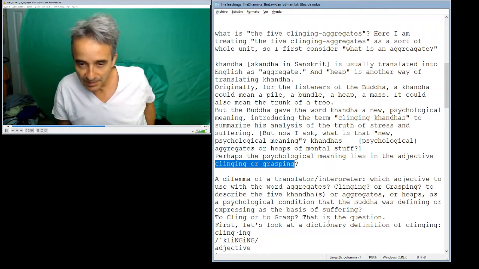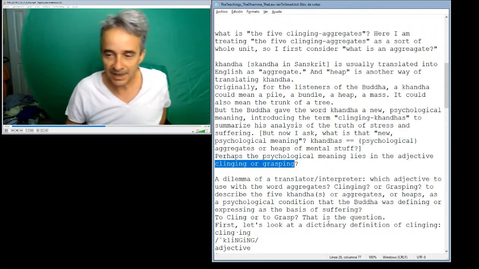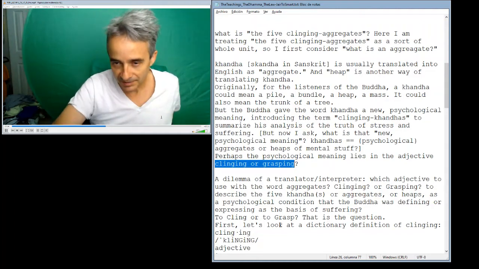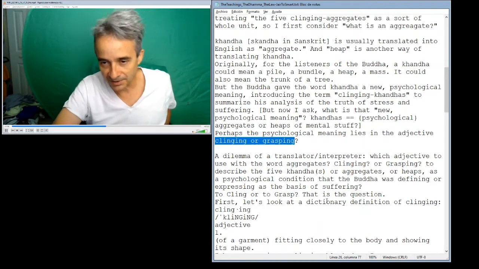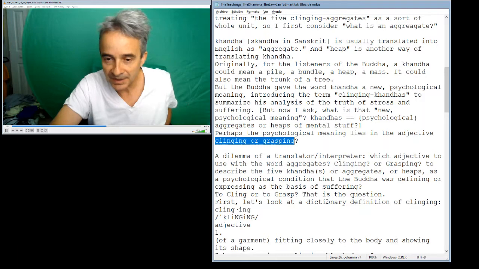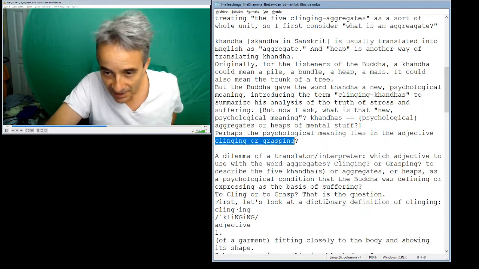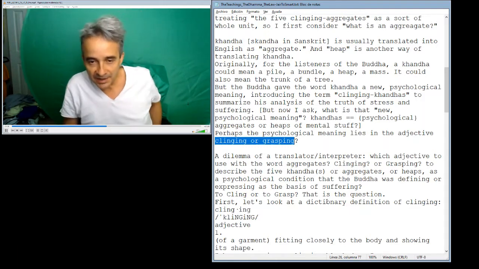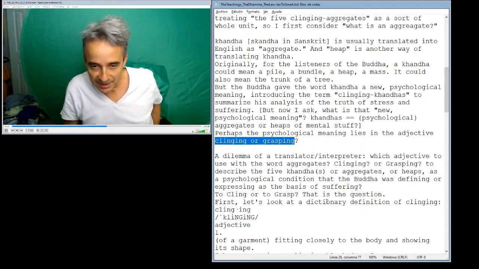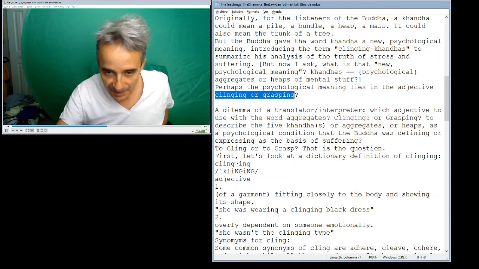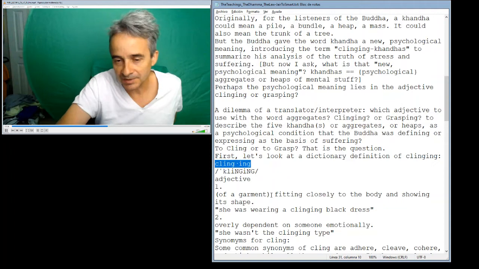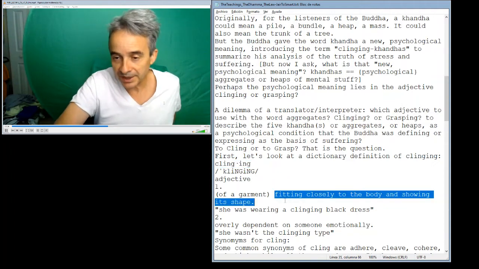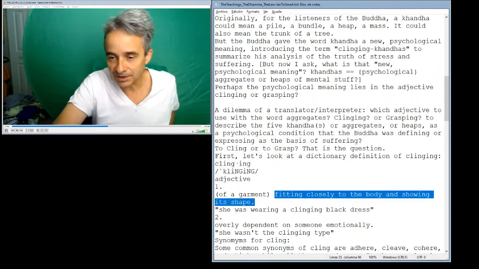Clinging or grasping is used to describe the five khandhas, or aggregates, or heaps, as a psychological condition that the Buddha was defining or expressing as the basis of suffering. So we look at the dictionary definition of clinging. It says, of a garment, fitting closely to the body and showing its shape. She was wearing a clinging black dress.